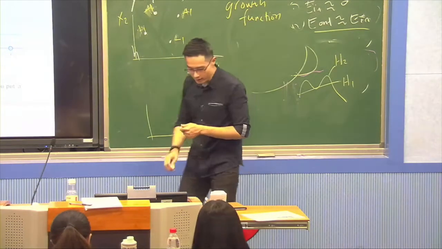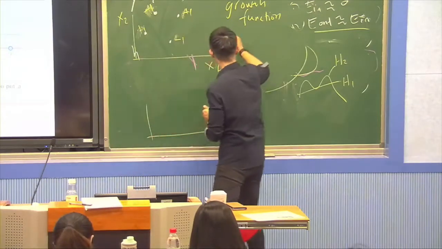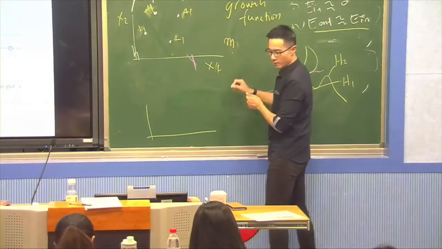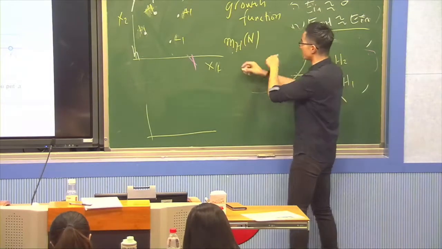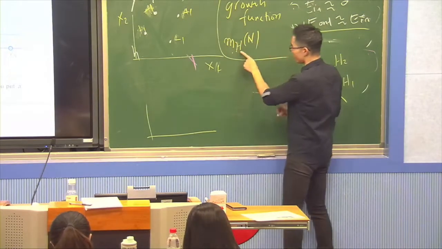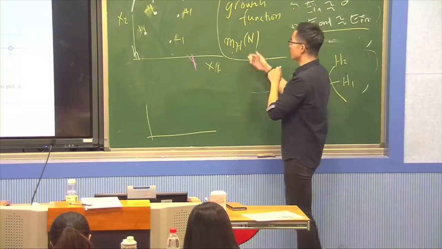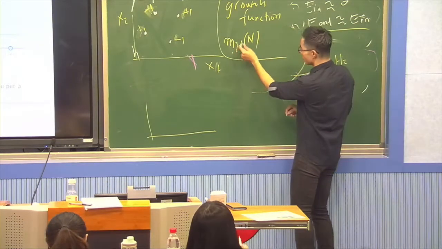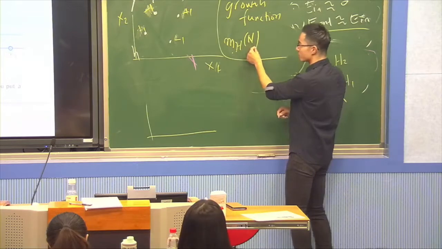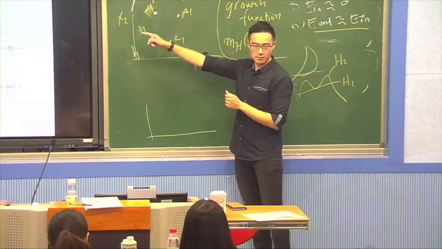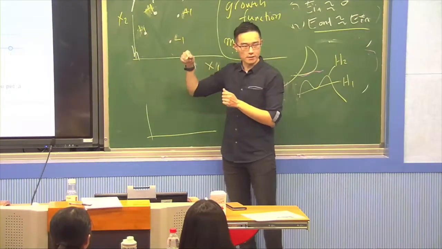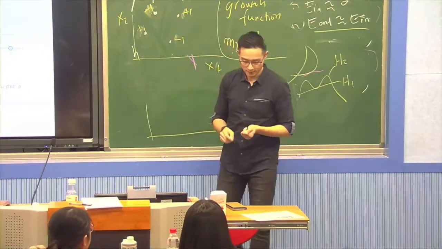Now formally, we use the growth function, m_H(n), but you don't have to care about it. The growth function of a model H on n points is the maximum number of hypotheses we can create on those n points. And that's a measure of complexity.